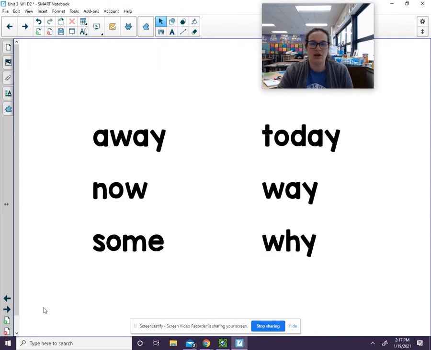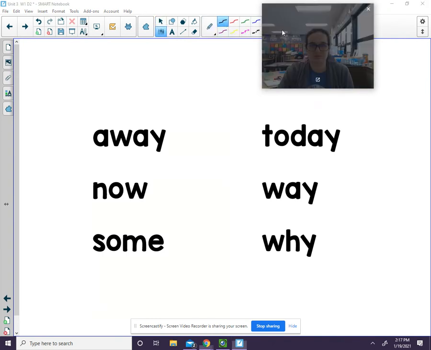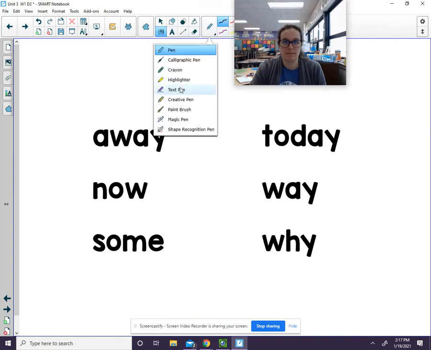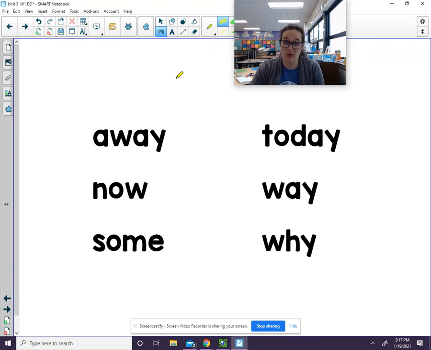Great job. We're going to practice our sight words. Remember that these need to be practiced every day at home, okay? That helps you become a stronger reader. So first we'll practice them together now, but then you should practice them on your own too. So we have away, now, some, way, why, today. Let's go through them one more time. Away, now, some, why, way, today.